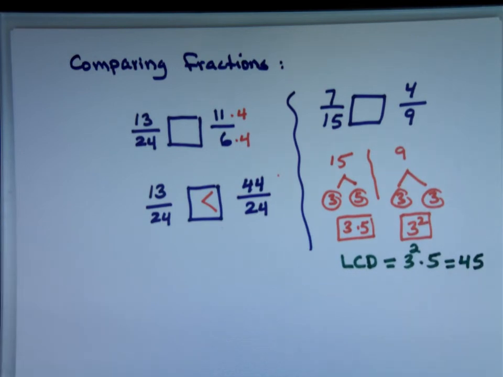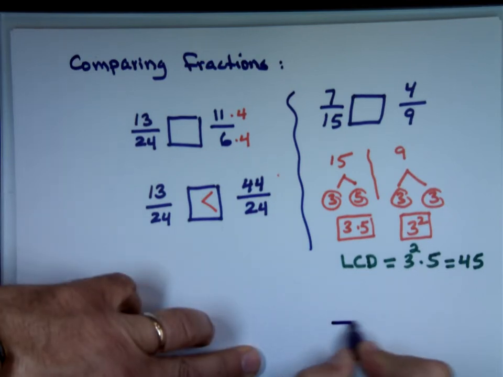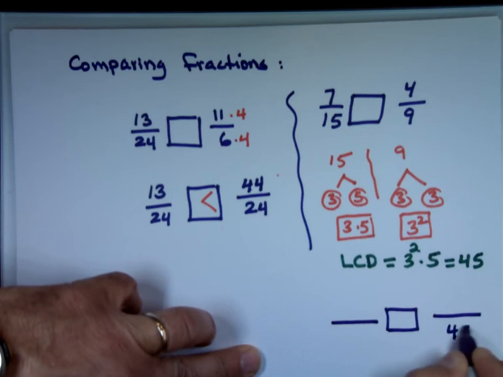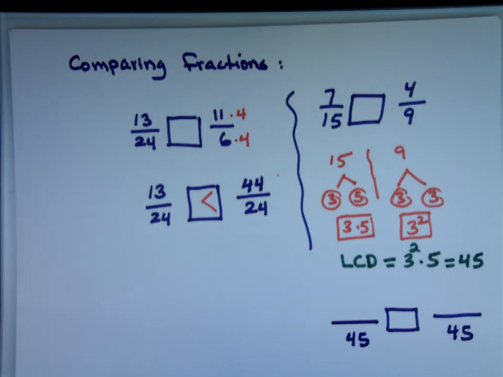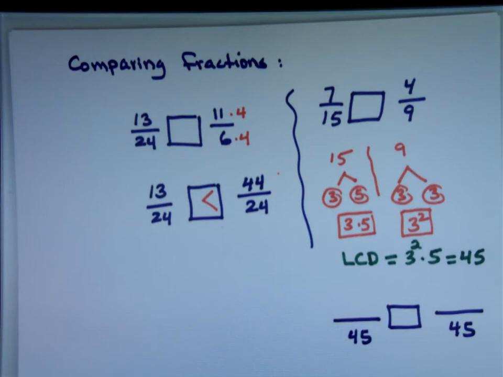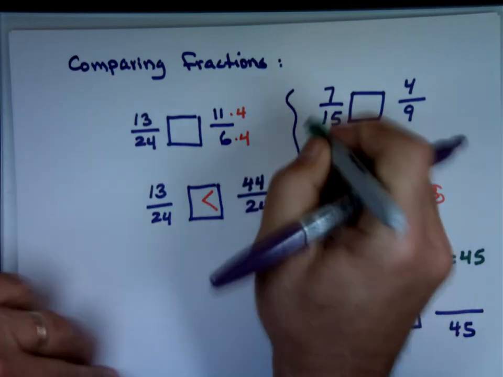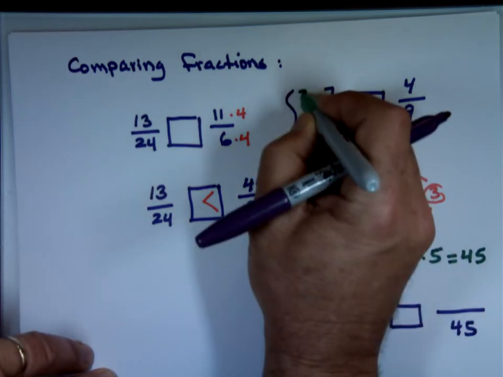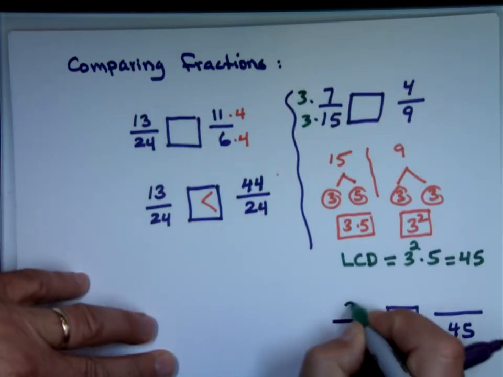So now I'm going to take both of these fractions that you see on the top, and I'm going to make the bottom 45 for both of them. We have to multiply the 15 by what to make it 45? By 3, right? And if you multiply the bottom by 3, you have to multiply the top by 3. What's 3 times 7? 21.